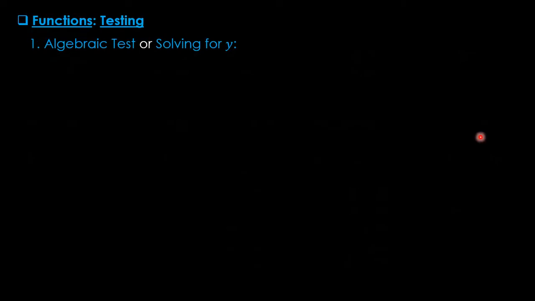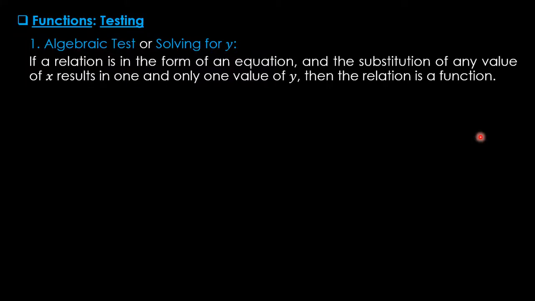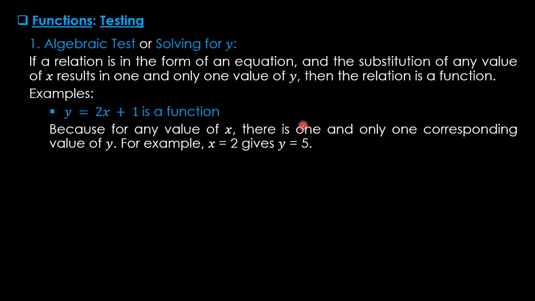Functions testing, algebraic test or solving for y. If a relation is in the form of an equation and the substitution of any value of x results in one and only one value of y, then the relation is a function. Example: y equal to 2x plus 1, it is a function. Why? Because for any value of x there is one and only one corresponding value of y, so we can substitute x by any value. Suppose x equal to 2, that gives us y equal to 5, so this is a function.